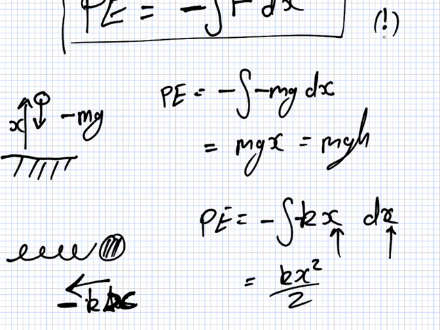Is there such a formula for kinetic energy? No, kinetic energy is always a half mv squared. There might be something similar, but because kinetic energy is always the same, it's not important. Potential is the one that you'll need to calculate for different forces. Okay, scroll down.